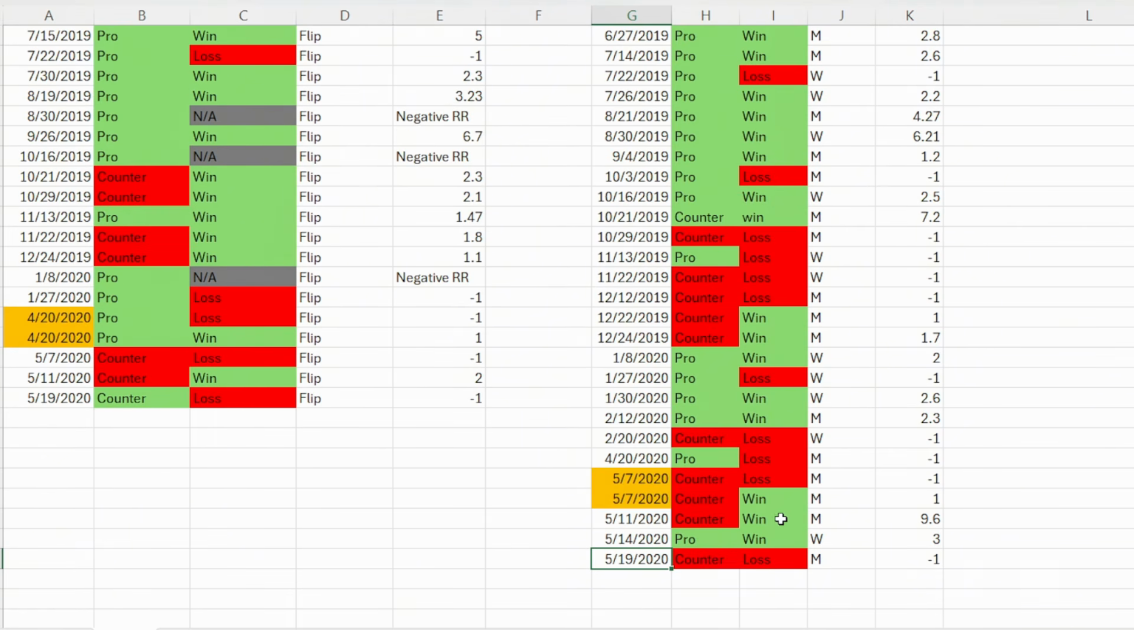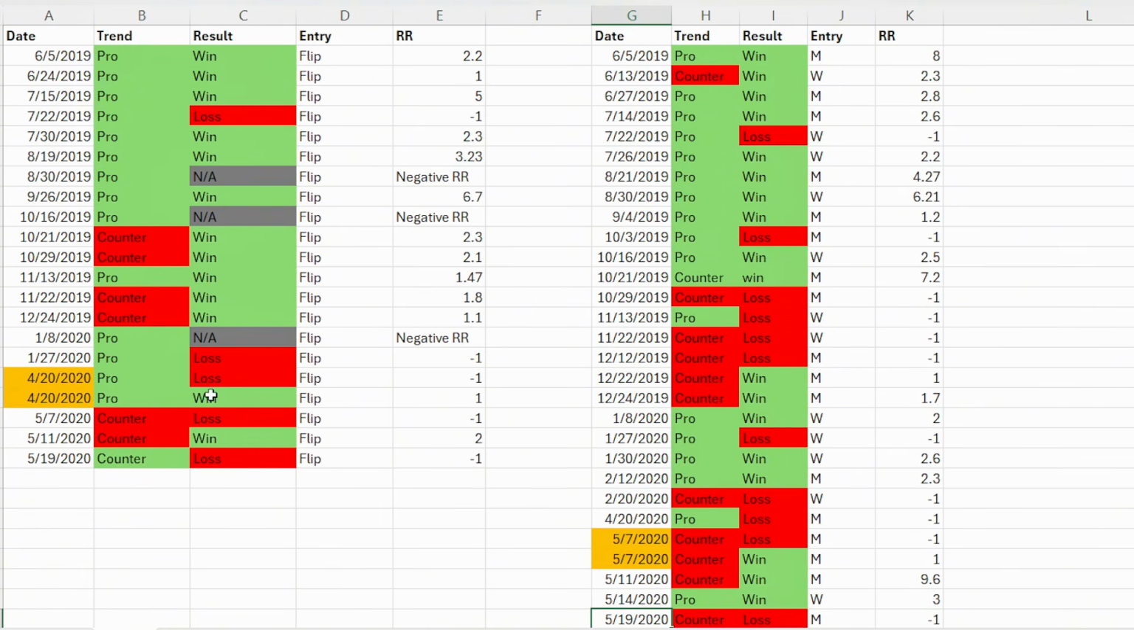So the amount of attempts in a year, when it comes to your reversal trade, you had 30 attempts. When it comes to your continuation trade, which is your candle flip, you only had 22 attempts. So your reversal will present itself more.